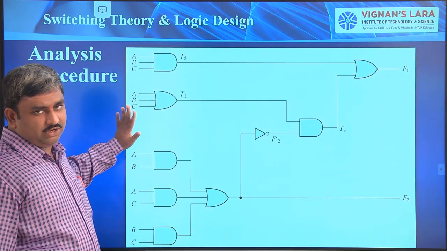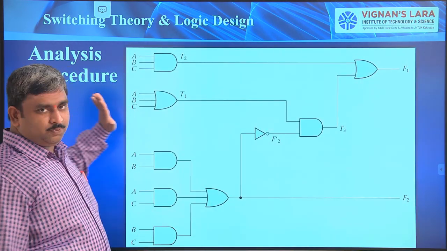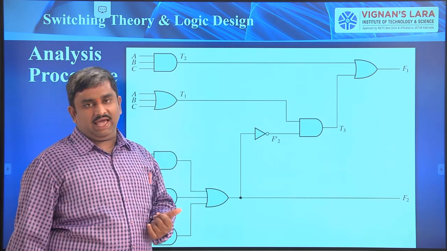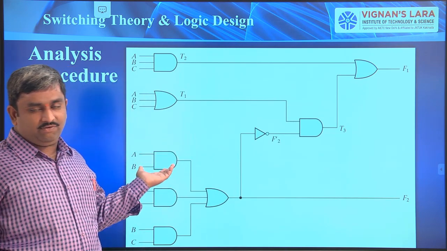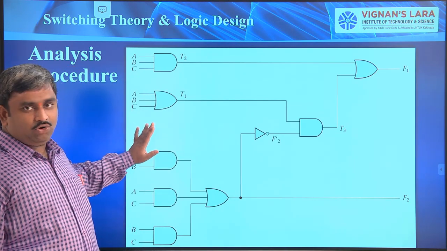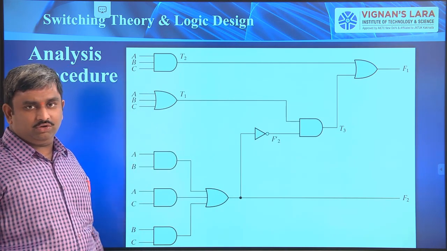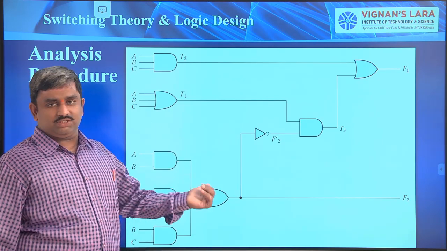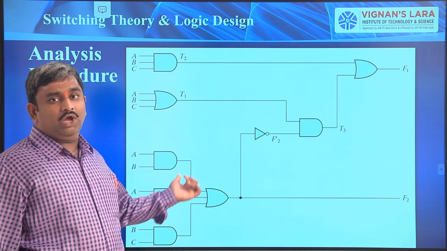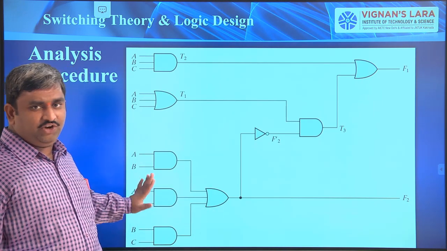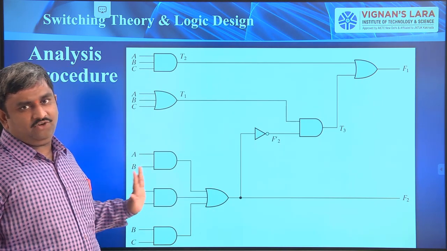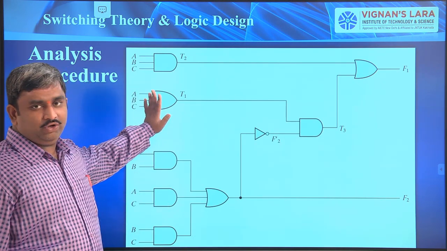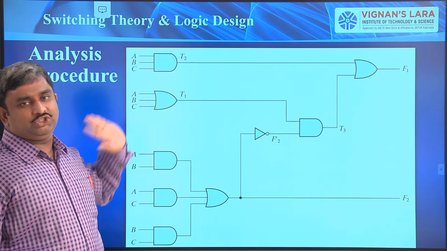I have given a circuit here. See here, analysis procedure. In the previous slide we have seen the points. In this slide we will analyze the behavior of this circuit. Is it a combinational circuit or a sequential circuit? What is the first step? You have to identify whether this is combinational or sequential. For that, you check the feedback path. Is there any feedback path? There is no feedback path. So finally, you can call this a combinational circuit.